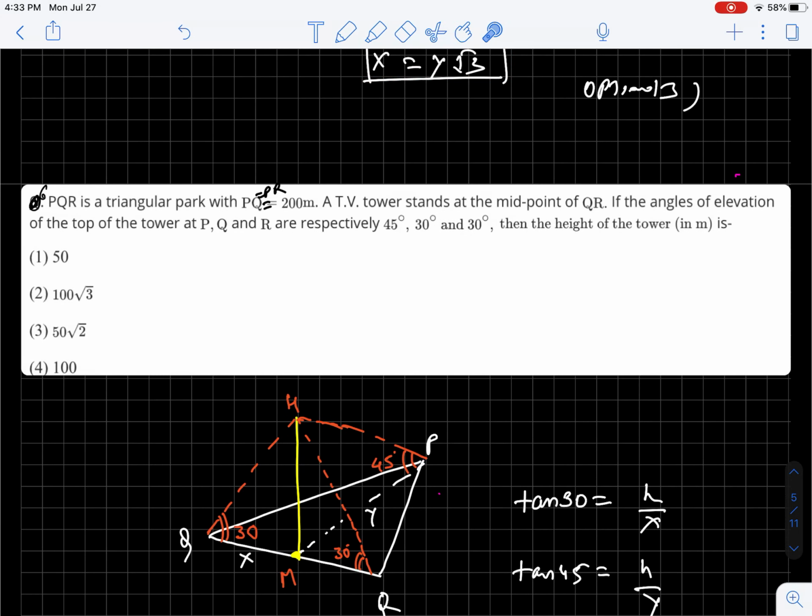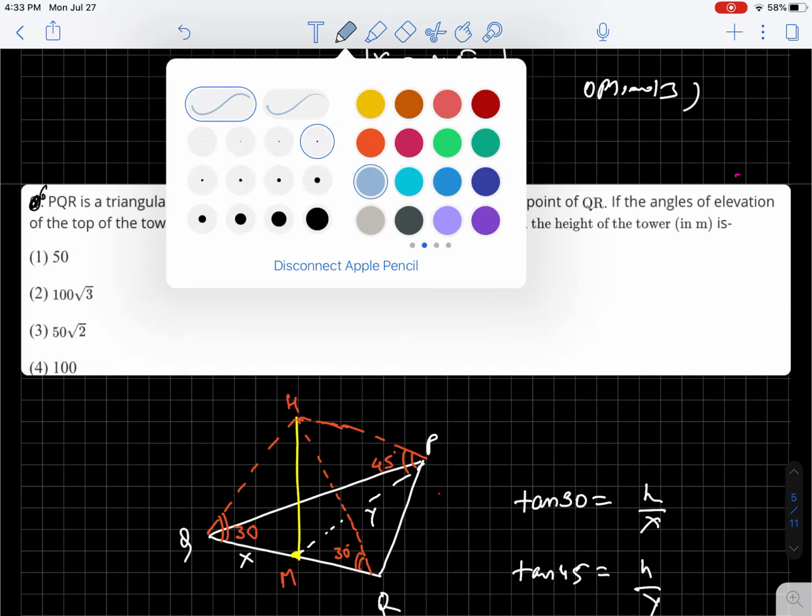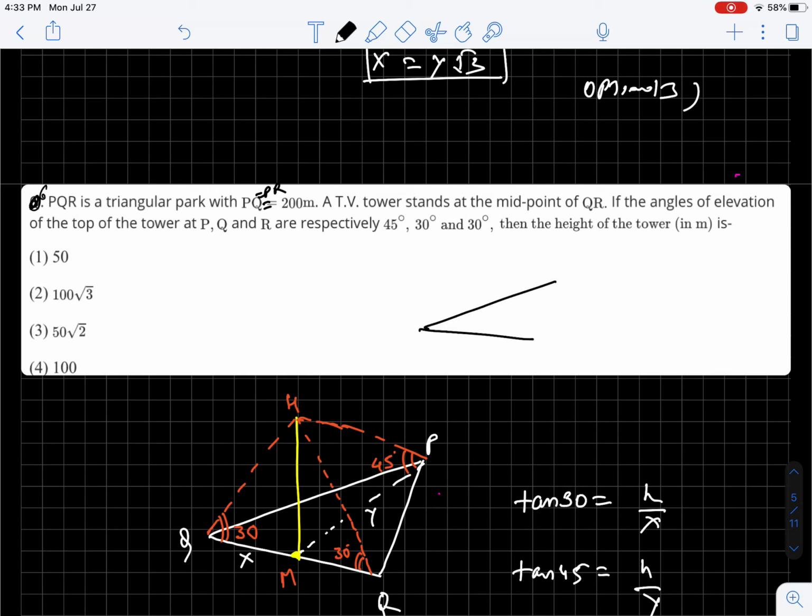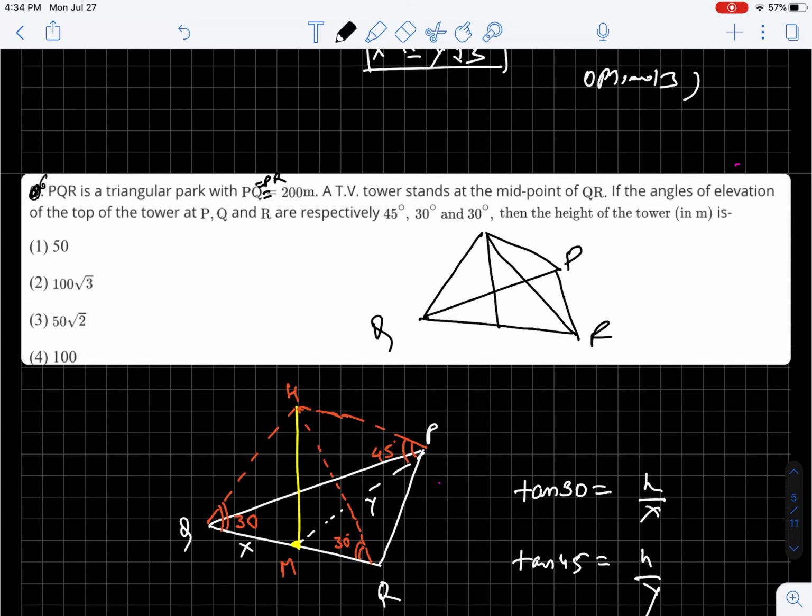There's one more question. It was asked in JEE Mains. It's simple. There is a triangular park PQR, like this. They are saying this triangle is isosceles, PQ and QR are of the same length. Now a tower stands at the midpoint of QR. This is a vertical tower, and one pole is standing at the midpoint of QR. Now they are saying the angle of elevation from point P is 45 degrees, from Q is 30 degrees, and from R is 30 degrees. It's like a pyramid.